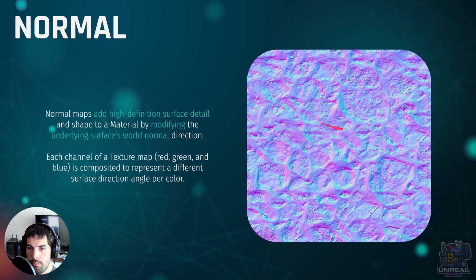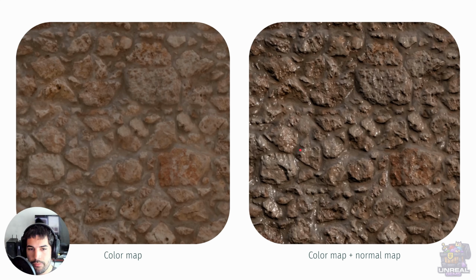Each channel in the normal map represents a different surface direction variation in the normal. So depending on the color, each color represents the X, Y, and Z offsets of the normal, the original normal in the surface. You can see that it brings a lot of detail. This is the color map, and this is the color map plus the normal map without extra geometry. Just with this, you can see that it brings a lot of variation and it brings out a lot of detail in the surface.